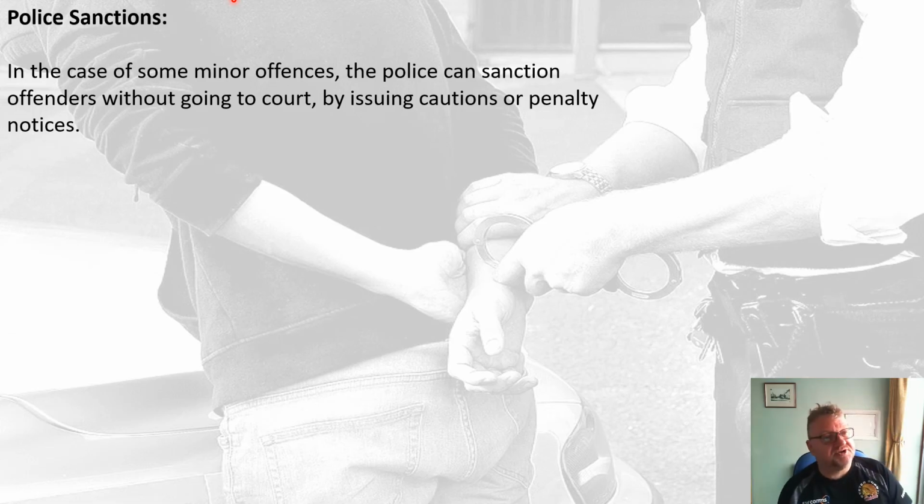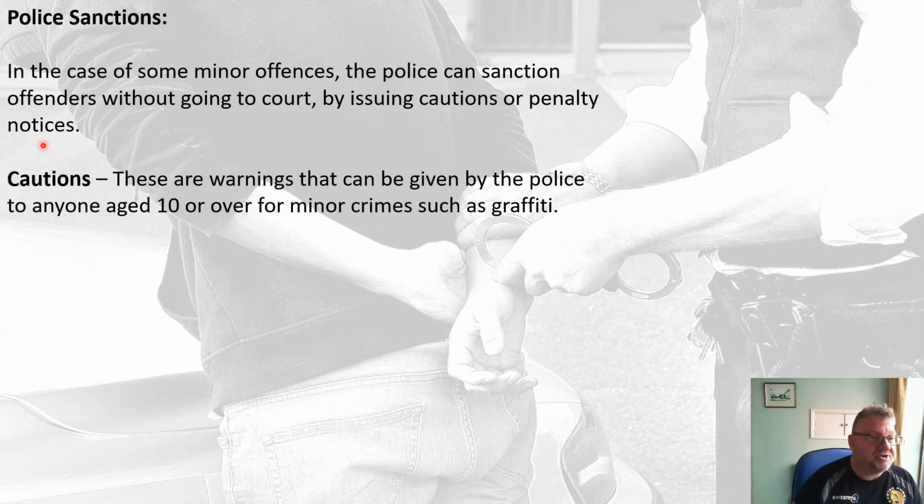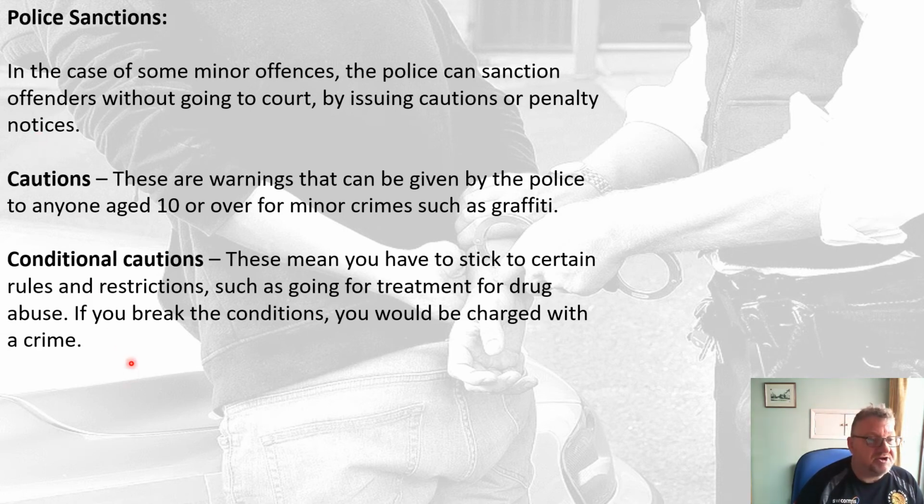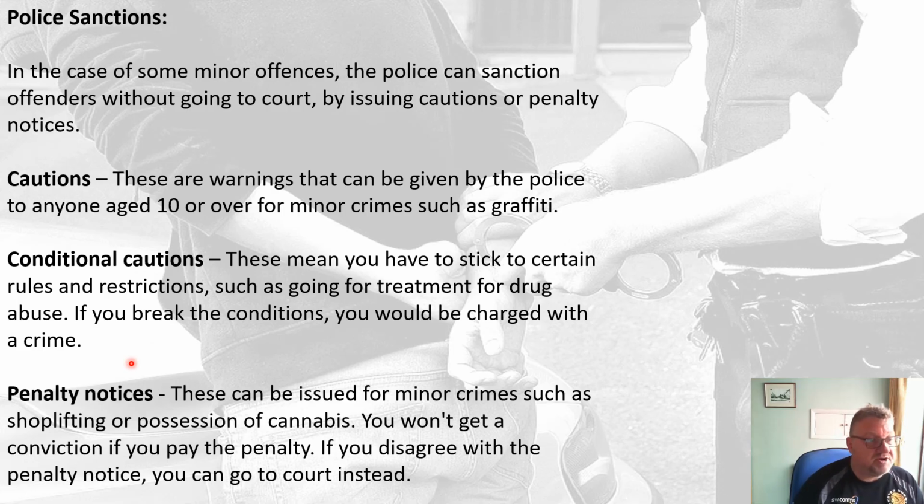Now, we've talked about formal sanctions, and of course the police, that's what the courts can issue. The police can also issue formal sanctions in some minor offences, so they can issue cautions or penalty notices. So cautions are warnings given by the police to anyone aged 10 or over for minor crimes such as graffiti. You can have conditional cautions, which means you have to stick to certain rules and restrictions such as going for drug treatment for abuse.